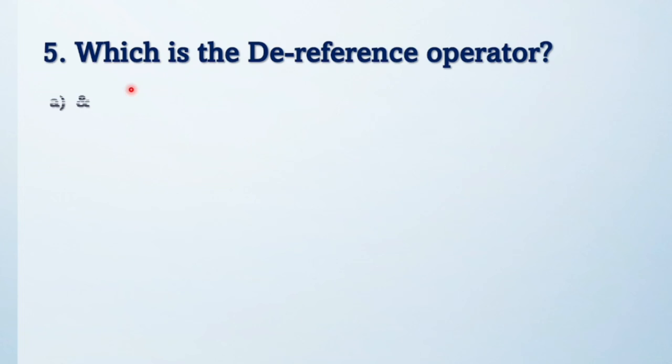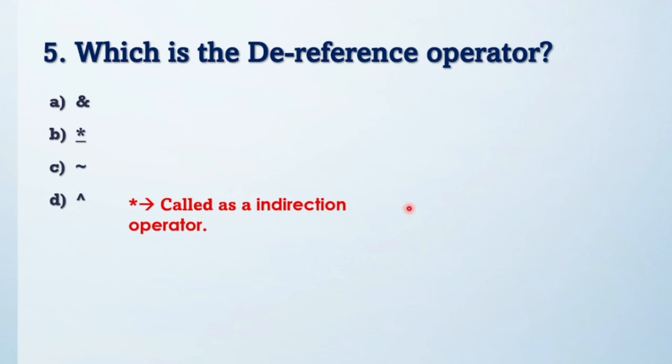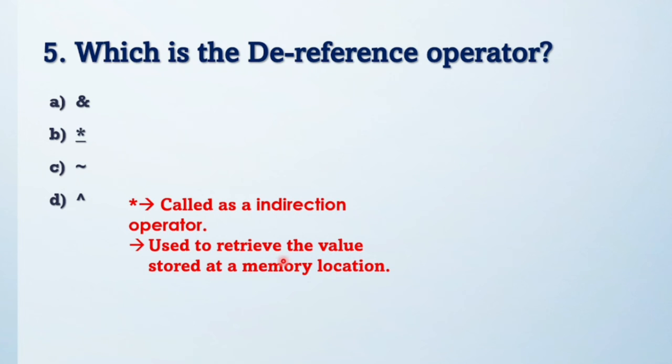Next question: which is the dereference operator? These are the options. So the answer is B. Ampersand, you already know, is called the reference operator, which is used as an address specifier. Here this is a pointer sign, called the dereference operator. Here the tilde sign is also there, for negation and toggling, and you can also use it as a bitwise operator. So the answer is B, and this is also called the indirection operator. It is used to retrieve the value stored at a memory location. I already told you this multiplication sign is used for pointers.